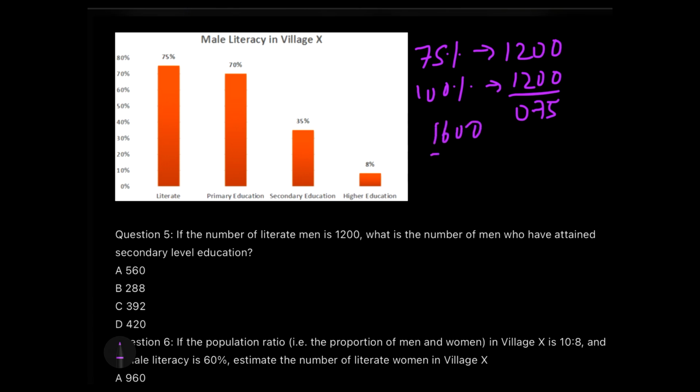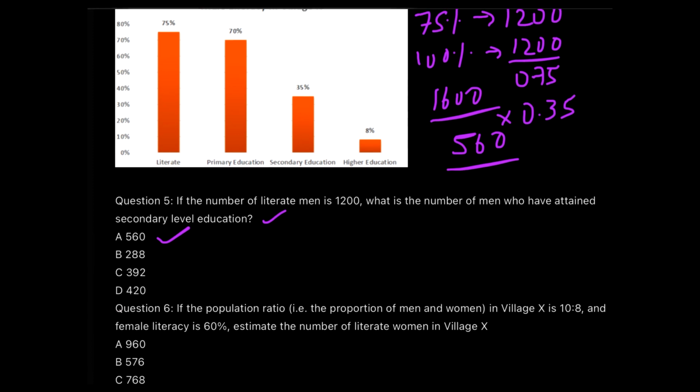So 1600 are the total number of men in the village X, and out of this 1600 people, how many people have secondary level education? 35%. So multiply this number with 0.35 and you get your answer. Now see, I find myself good enough in the decimals, so I go by decimals. But if you find yourself good enough in the fractions, go by 35 by 100 into 1600. 0 will get cancelled off, and then you will have to ultimately multiply 16 into 35, and 16 into 35 will give us 560. So the answer to this question will also be option A, that is 560 men who have attained the secondary education.